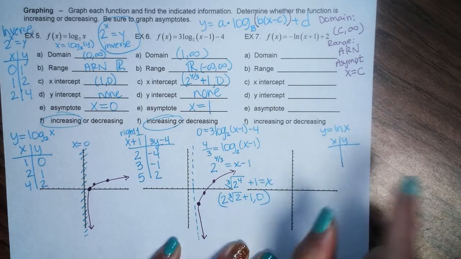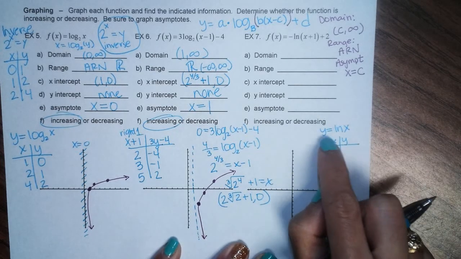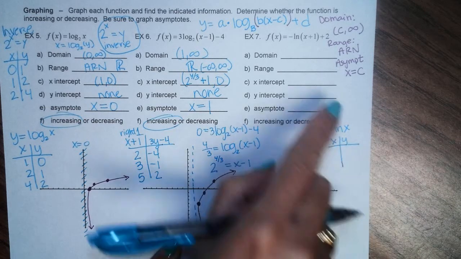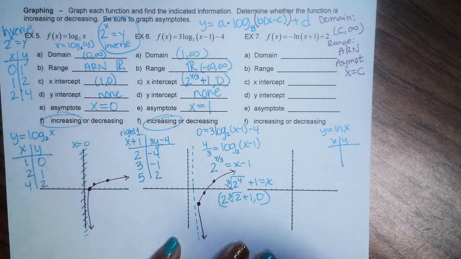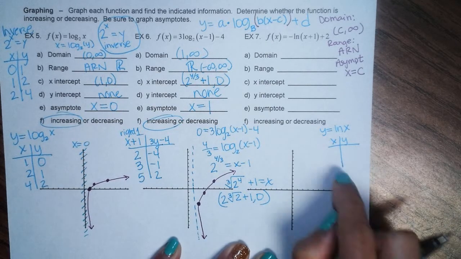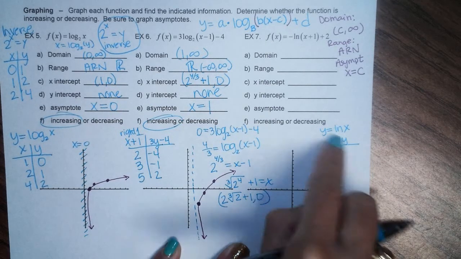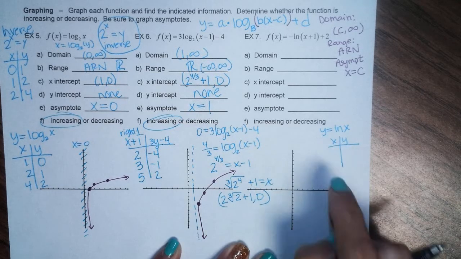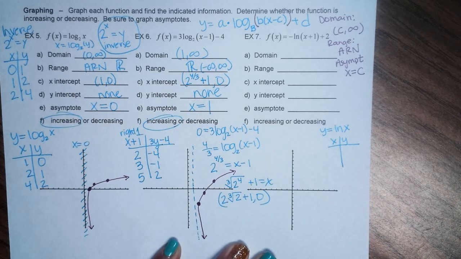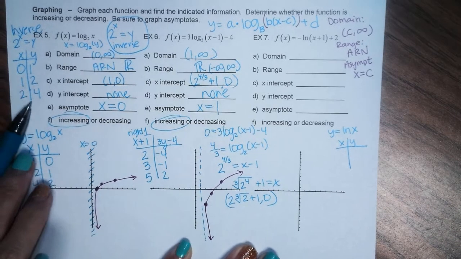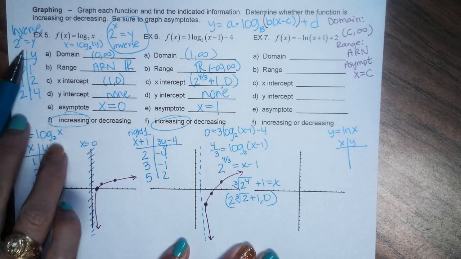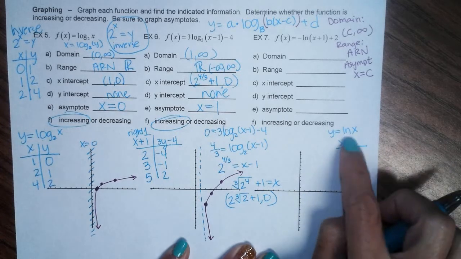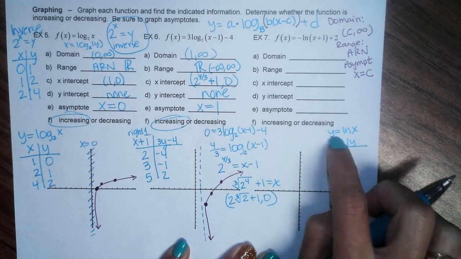Once we have a table for the parent of y equals natural log of x, then we can apply those transformations. But the problem is, to me it's hard to just make a table for the logs. So I always make a table for the inverse first, like I did over here for log base 2. So that's what I'm going to do here first: make a table of the inverse.